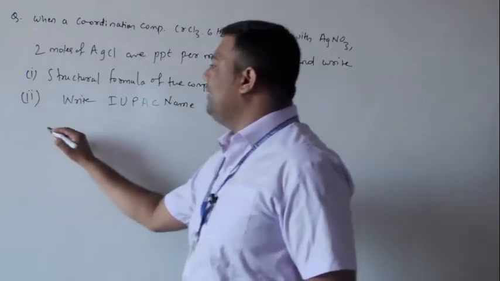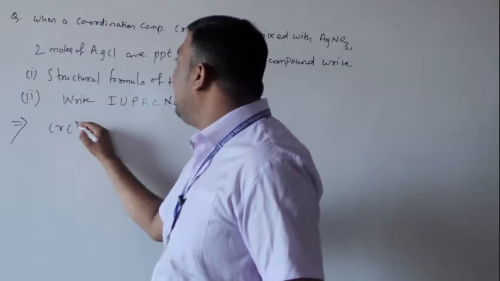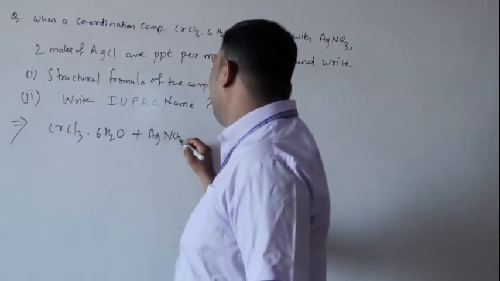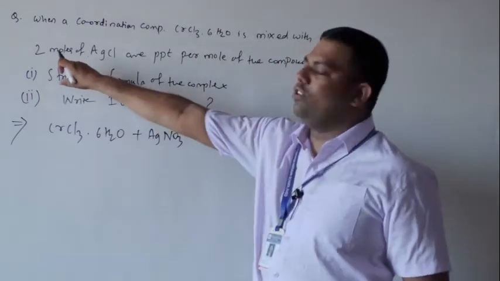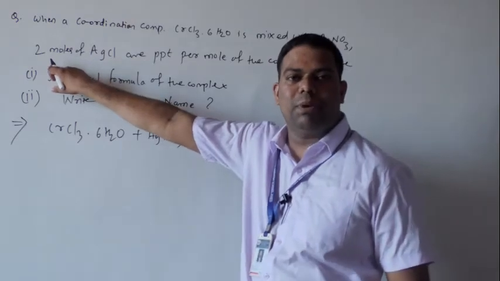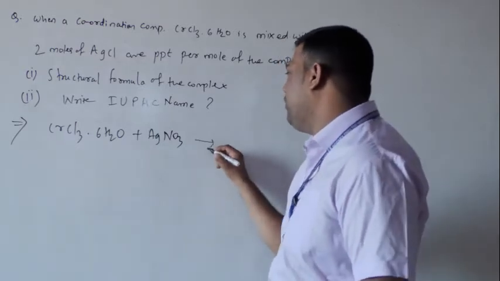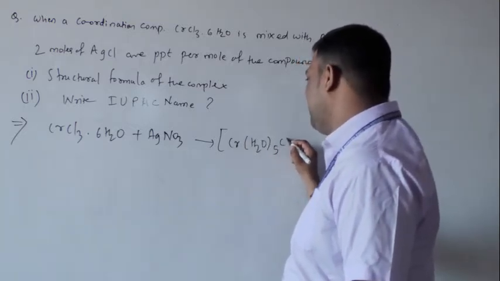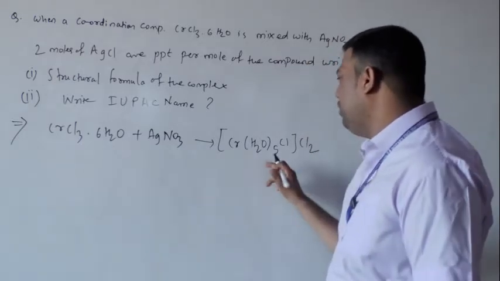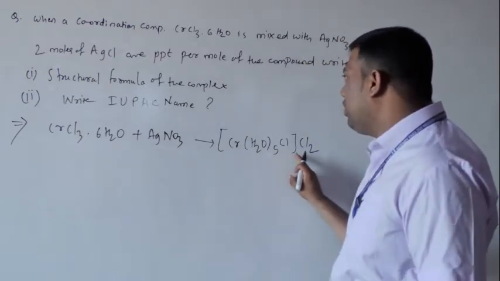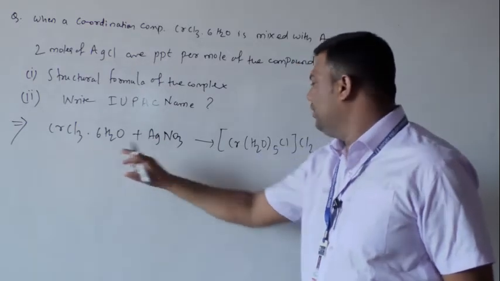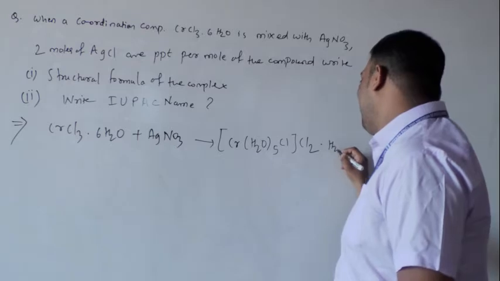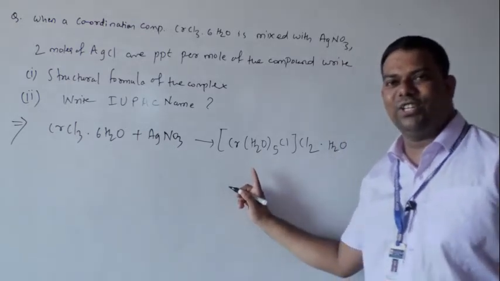As you know, whenever we write the answer, CrCl3.6H2O when mixed with AgNO3, obviously AgCl is precipitated. They gave the number, 2 moles, therefore obviously out of the coordination sphere there are 2 chlorines. Then you will get the formula: [Cr(H2O)5 Cl]Cl2.H2O. We use H2O 5 because total 3 are in our hand, Cl2 is out of the coordination sphere, one Cl is inside the coordination sphere, and one H2O is outside. So it is your answer.